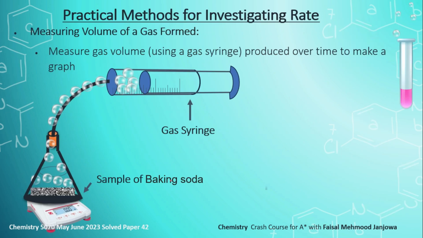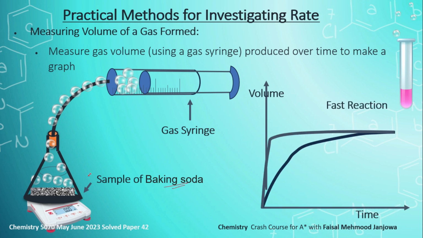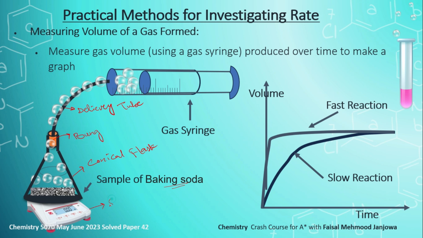We can place a sample of baking soda in the conical flask, connected to the gas syringe via a delivery tube. Make the container airtight using a bung, and use a measuring scale to measure the decrease in mass. You can even measure the mass of baking soda before and after the reaction. You can even draw a graph to see which sample has produced more volume, but that isn't required.